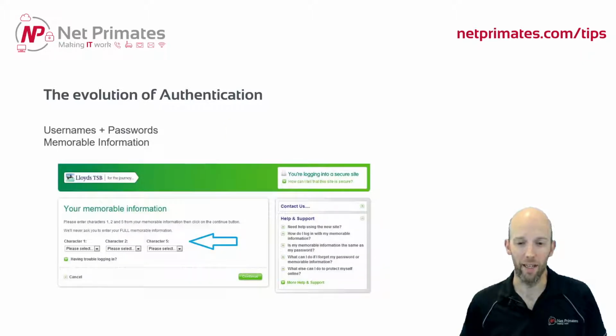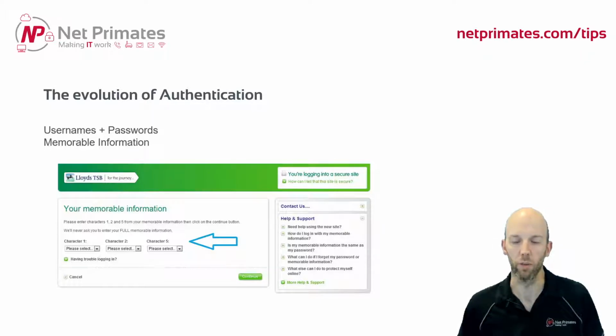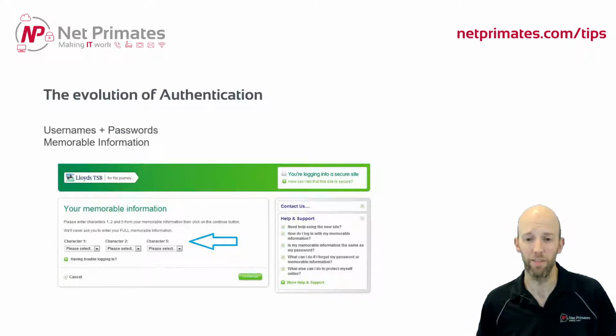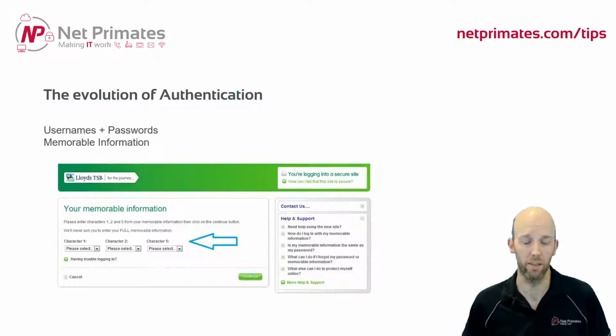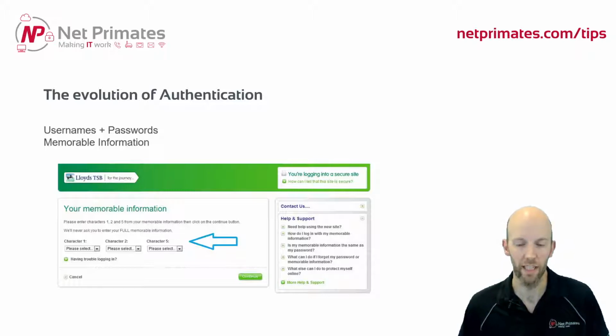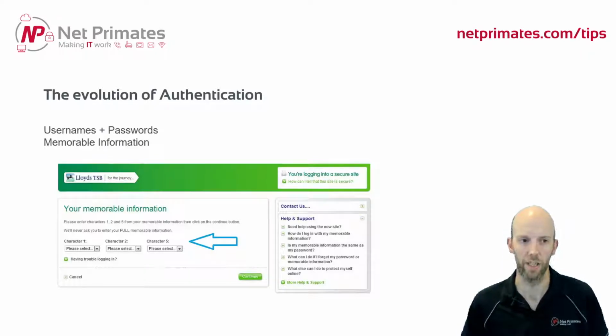The banks were probably one of the first industries to start adding additional memorable information to that. Can you type in letters 2, 3 and 4 from a memorable word that you were asked when you created the account? It added a little bit of security to the login process, and didn't take too much extra time.